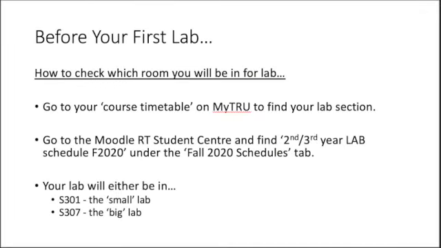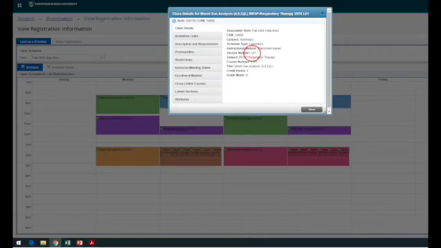To keep things organized when everybody lines up for lab, it's helpful if you know which room you will be in, S301, which is the small lab, or S307, which is the large lab. To figure out which room you're in, check your course timetable on My TRU and check your lab section. Then look at RT Student Center and the Fall 2020 Schedules tab for your second and third year lab schedule.